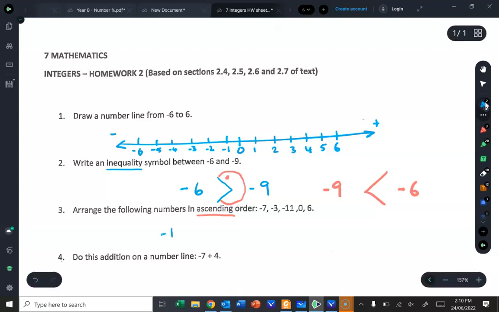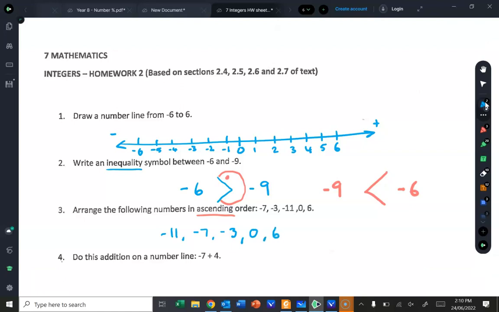So I'm looking at -11, then -7, then -3, just nice and quiet so we can get through this. I know it's Friday arvo. Then 0, and then 6. So again, ascending means going up, okay? Descending means going down. I'm going to pause it now. You pause me if you're watching this, and you have a go at the rest of them, and then I'll check you've got them all right.